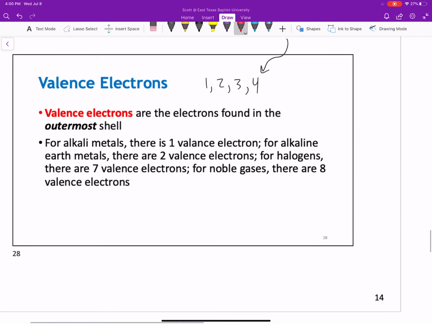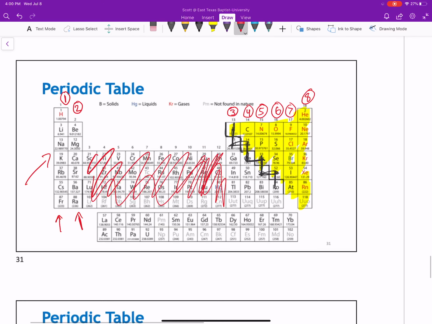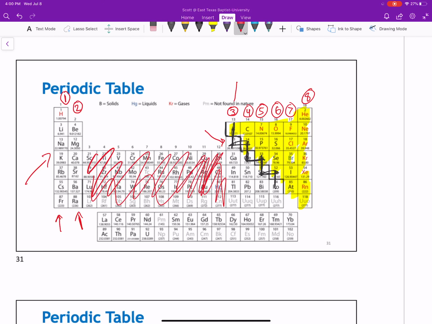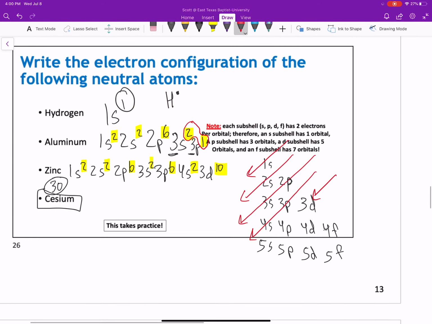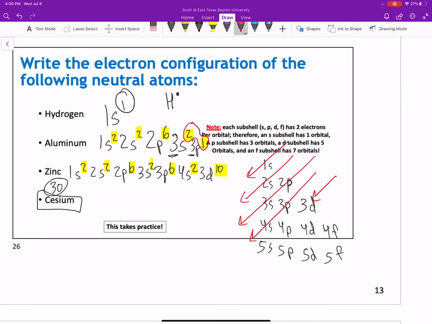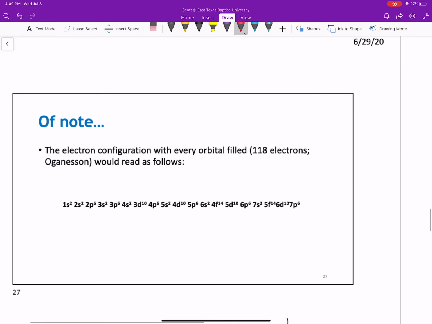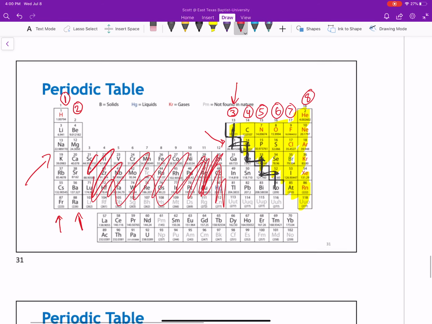And that's exactly what you see according to this diagram. Aluminum's right here, and it has 3 according to that. Again, zinc is a little bit trickier because it's a transition metal. But whenever you get to cesium, you'll find that cesium has 1 valence electron.